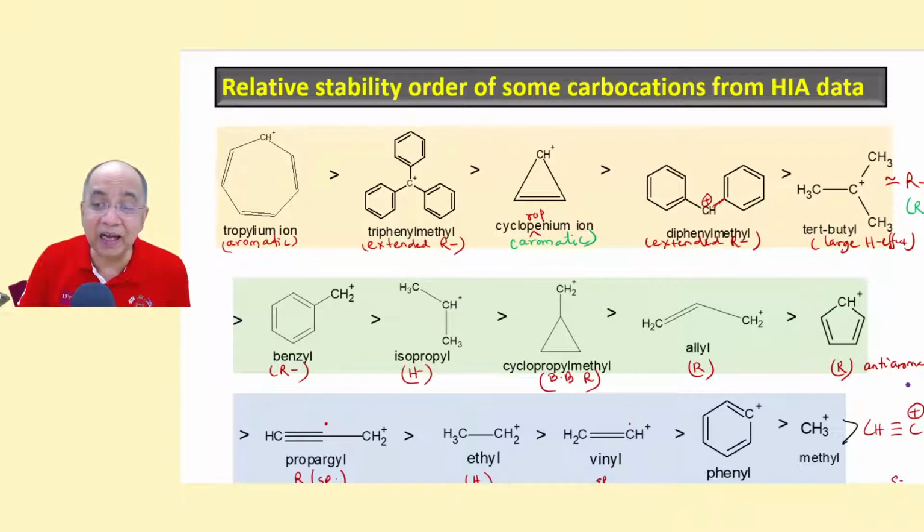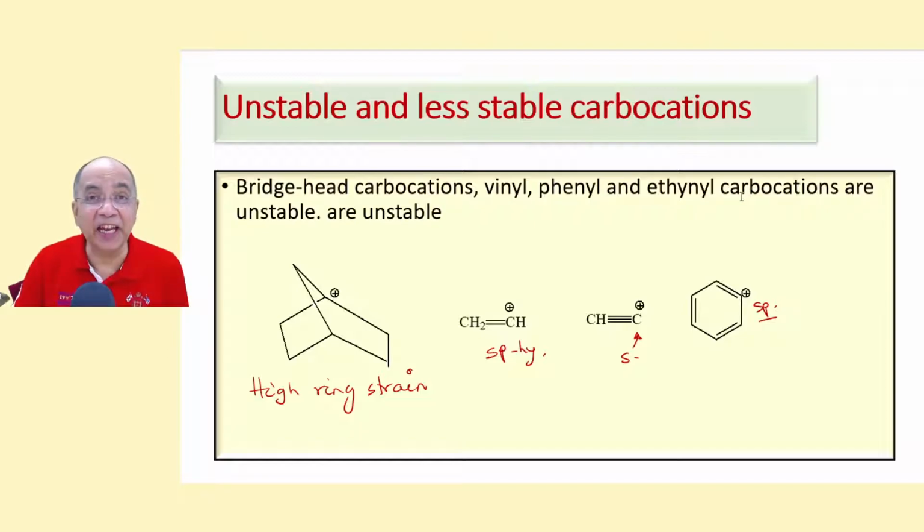cyclobutadienylium. This is anti-aromatic. You will be talking about that later, which is less stable. That is why it is less stable, although there are resonance structures. Then this is propargyl. There is some resonance, but it is opposed by the sp electronegativity of this carbon. But that makes it more stable than ethyl. Then ethyl is more stable than vinyl. Vinyl is more stable than phenyl, which is in turn more stable than methyl. And finally, the least stable carbocation is ethynyl carbocation. That is all based on the practical HIA data.